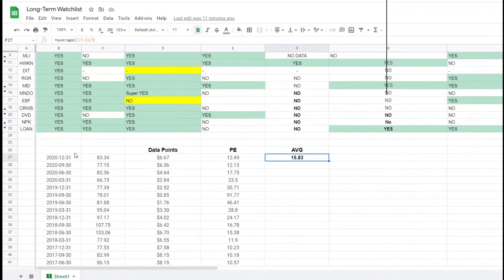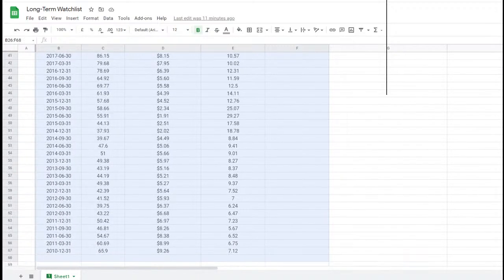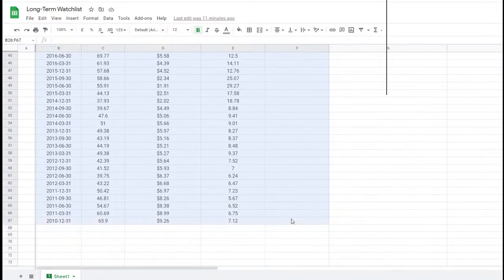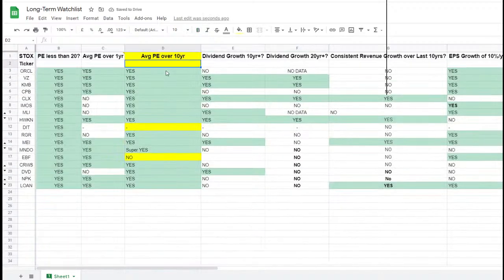Now I'm going to delete this very briefly because we don't need all of this excess space. I just wanted to show you that you could copy and paste it. So now that's deleted. After doing all of this analysis, we found that most of these did pretty well. The only thing that didn't do well was EBF, so that's one thing to keep an eye out for.